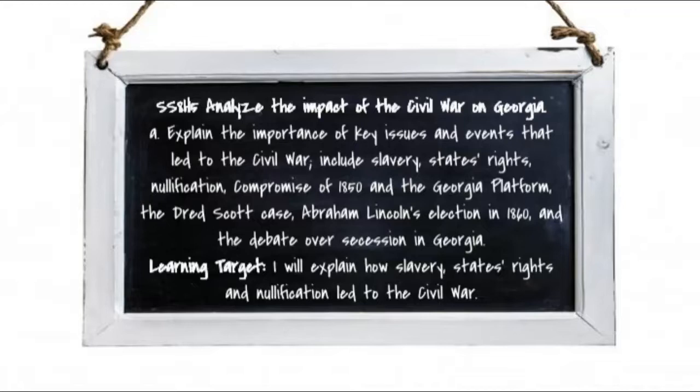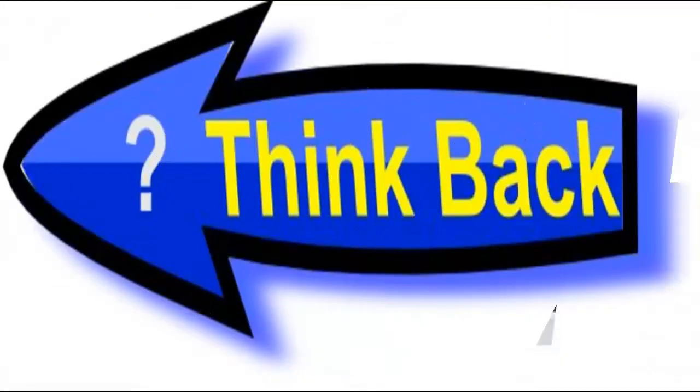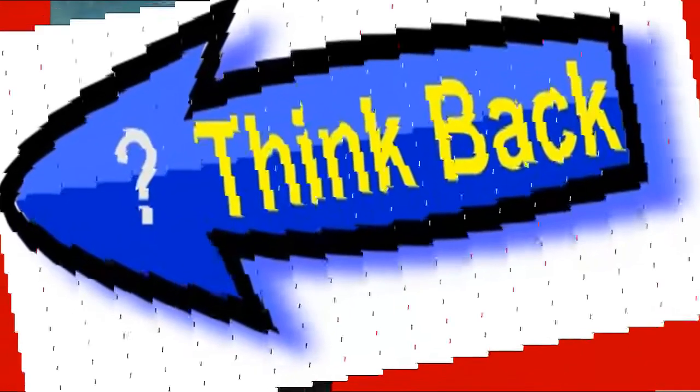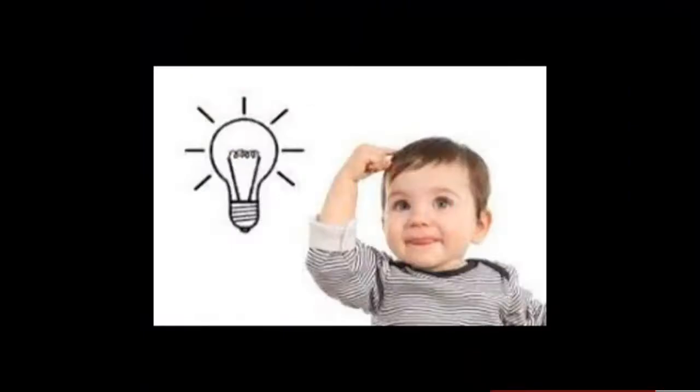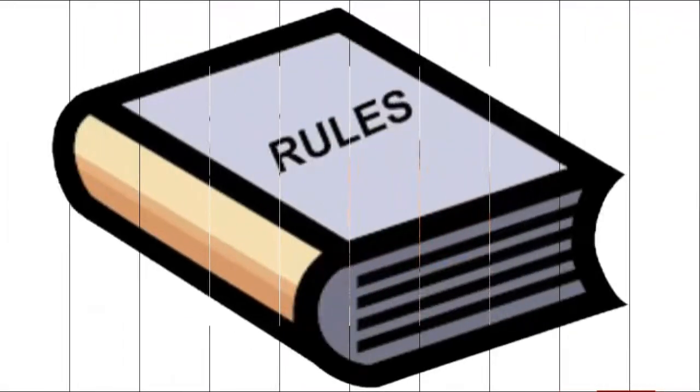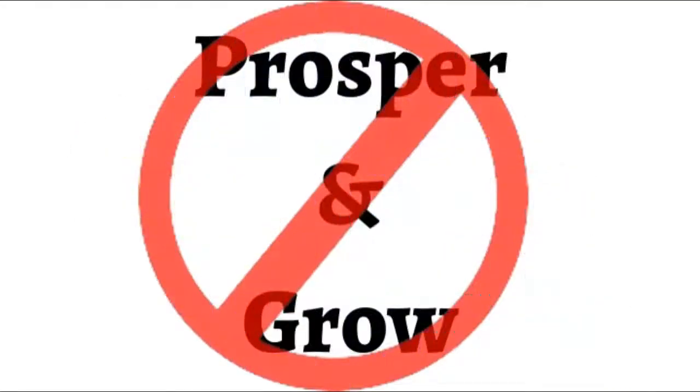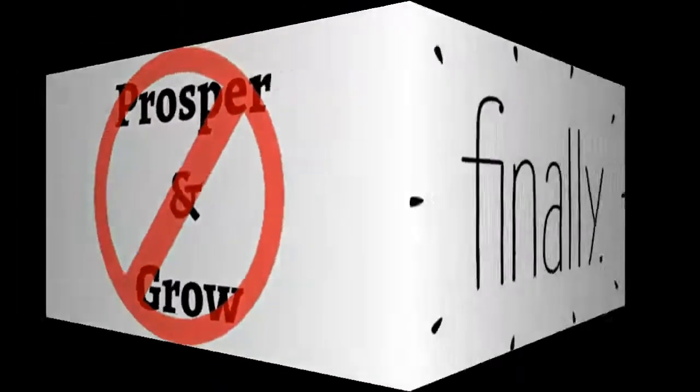Our learning target: I will explain how slavery, states' rights, and nullification led to the Civil War. Think back to the establishment of Georgia, when Georgia was a trustee colony. Remember those rules that the trustees made? The no slavery rule was a big rule. The malcontents said that Georgia wouldn't prosper and grow with the no slavery rule. Well, that rule was finally overturned, and slavery was allowed, and Georgia began to grow.